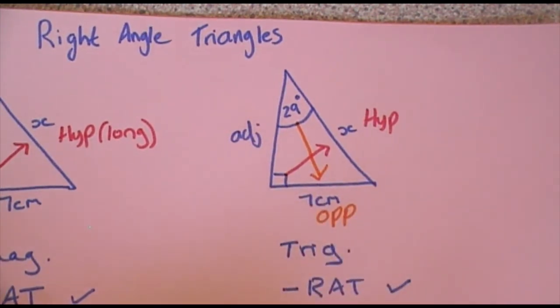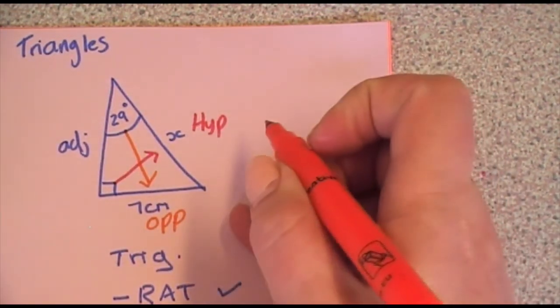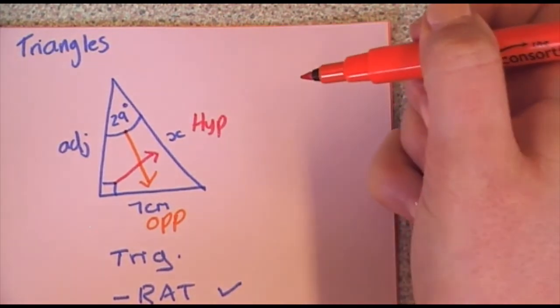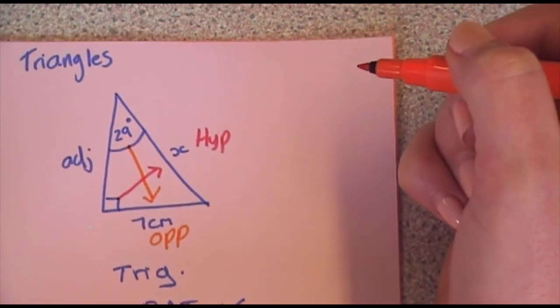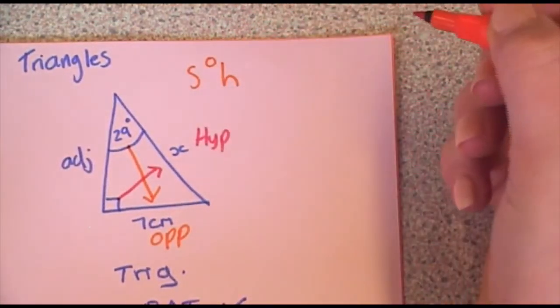Now, the reason I do this is because I'm going to need to use Sohcahtoa in order to solve this and identify a trig ratio to use. The Sohcahtoa isn't given to you in the formula booklet unless you're doing an IGCSE, in which case it is. So we're going to need to remember Sohcahtoa.